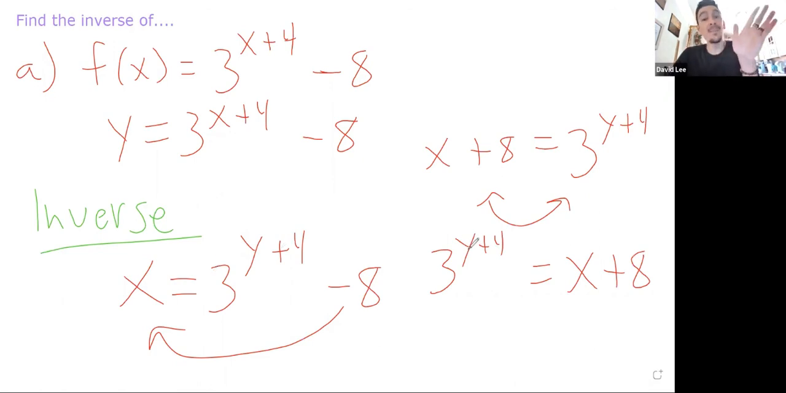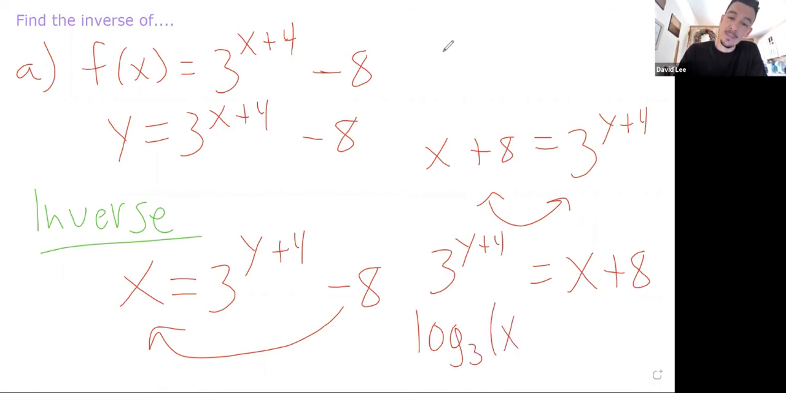And I want y to be alone. How do I get y alone if y is upstairs as an exponent? That's when you go log to exponential or exponential to log. You see that? So right now, this looks like exponential form. So do what you did earlier in the lesson to rewrite this into logarithmic form. And if you write this in log form, it'll say log base 3 of x plus 8 equals y plus 4.